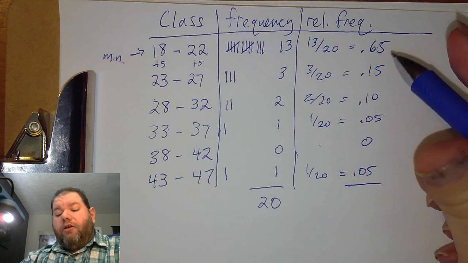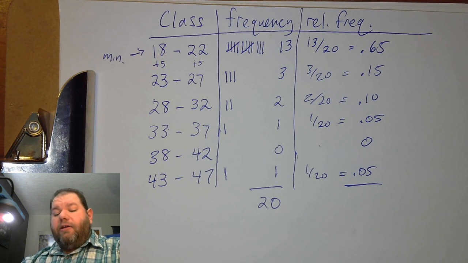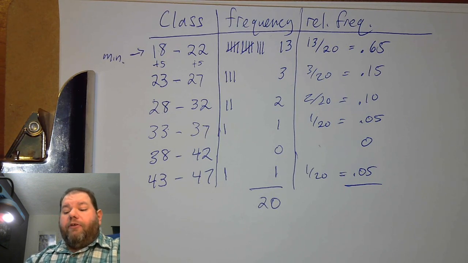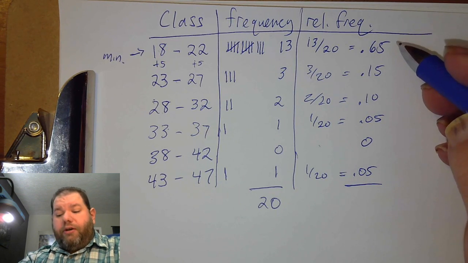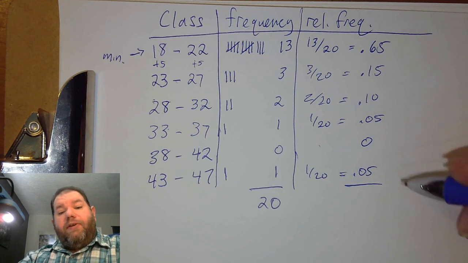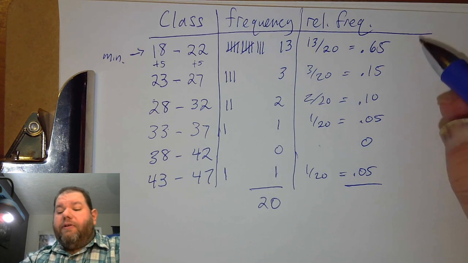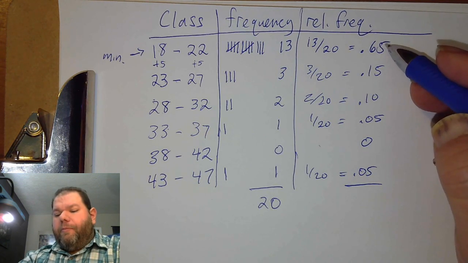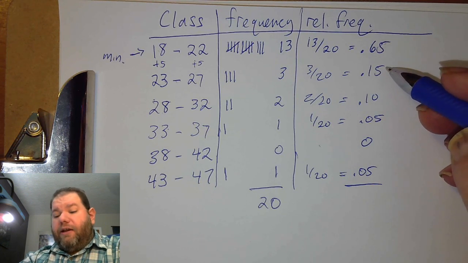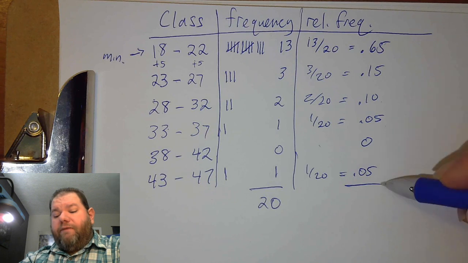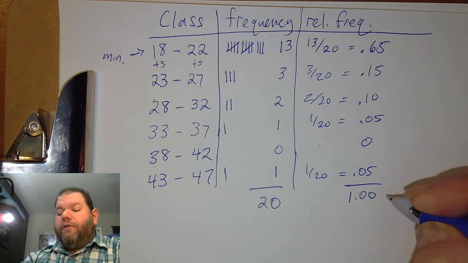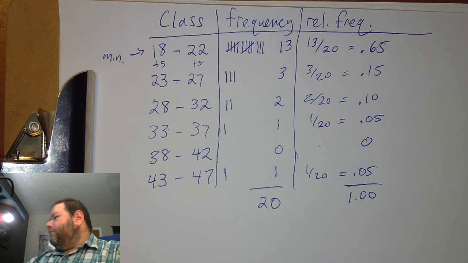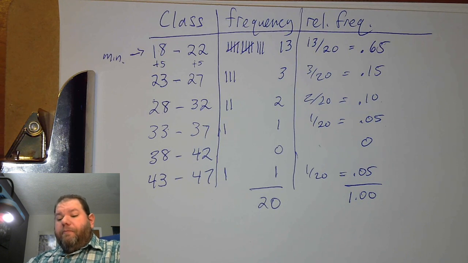And again, this last column we expect to end up adding up to 1 or very close to it if we've approximated. In this case, we didn't have to approximate, so we should have exactly 1 when we add these together, or 100% if we use percentages instead of decimals. 65 and 15 is 80, and then 10 is 90, 95, 100, so 1.00. Okay. So that's our grouped frequency distribution.